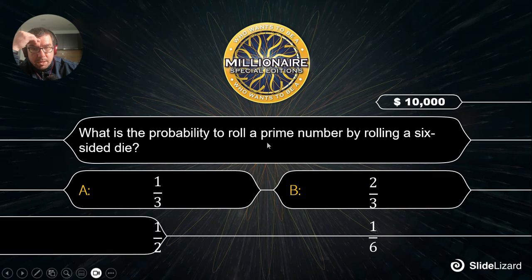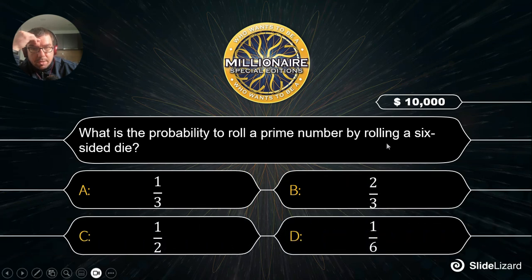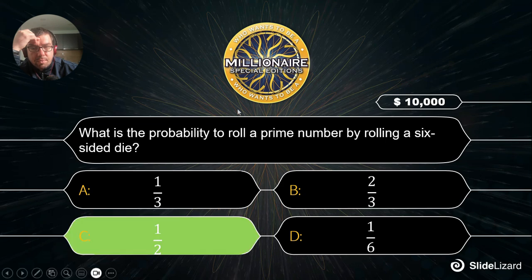What is the probability to roll a prime number by rolling a 6-sided die? Did you get C, 1/2? 1/2 is correct. The prime numbers out of the numbers from 1 to 6 are 2, 3, and 5.